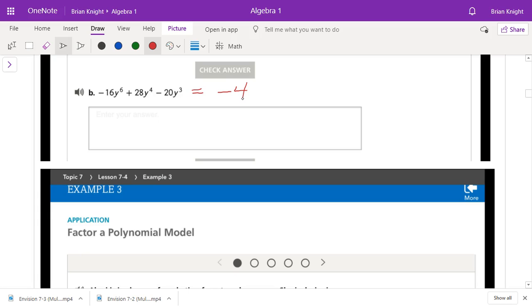And what about the y's? y to the third. And so that's going to go out front. And then we divide everything by negative 4y to the third.